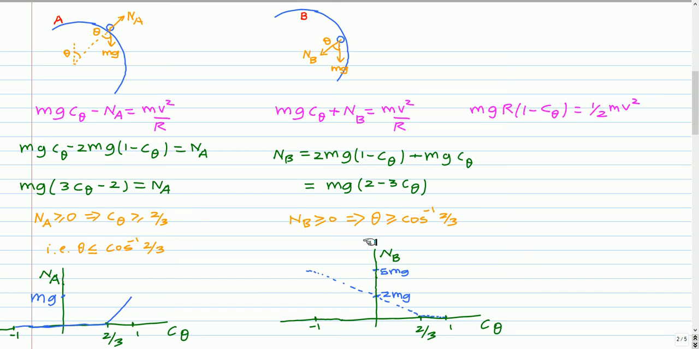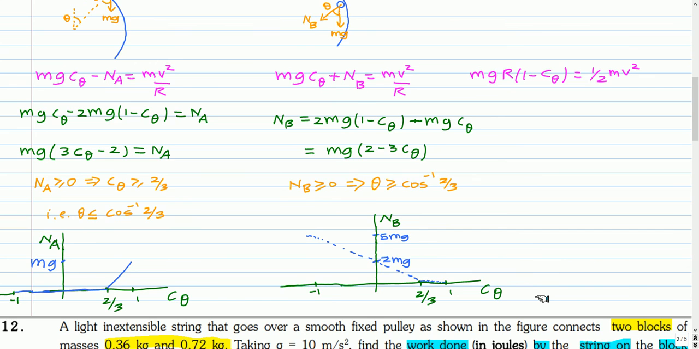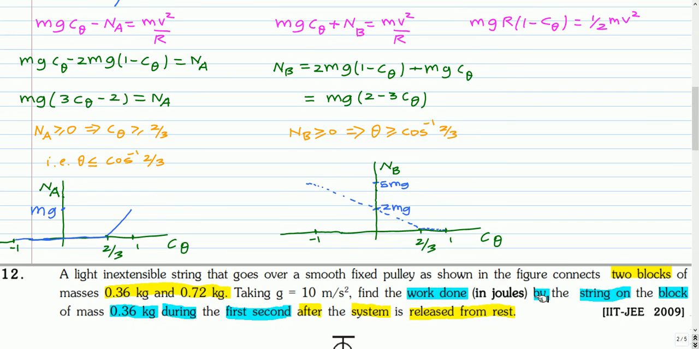And when cos theta is 0, the normal reaction is 2 mg, and when cos theta is -1, that is when theta equals pi, the normal reaction will be 5 mg. So this is the variation of normal reactions N_A and N_B on both the spheres. Let's move to the next question.